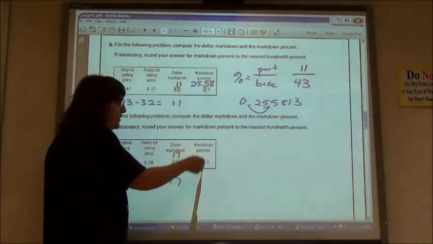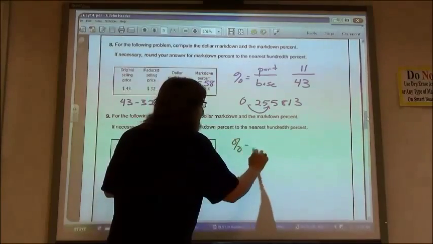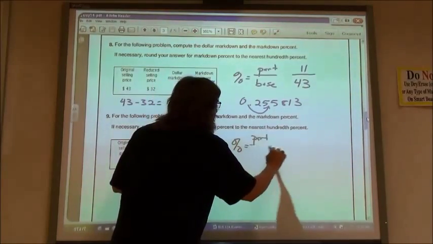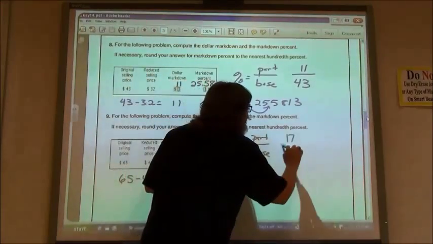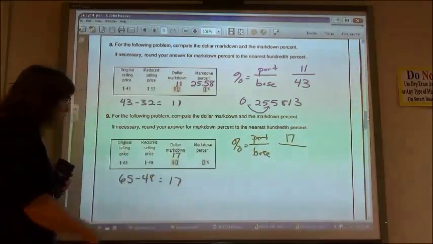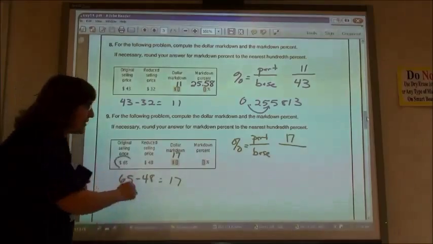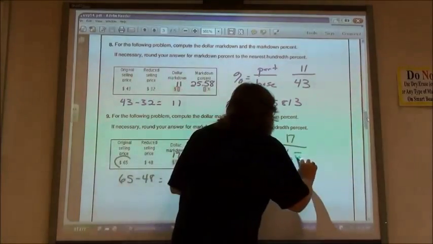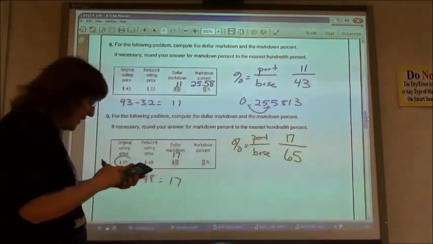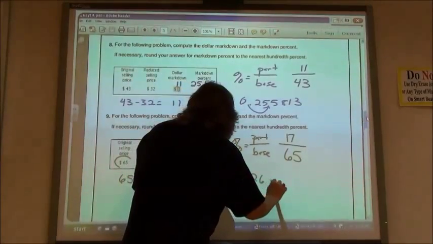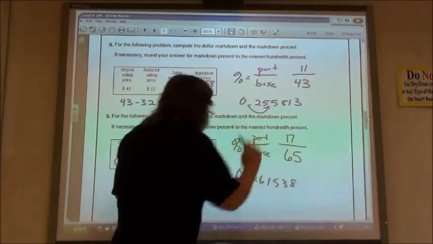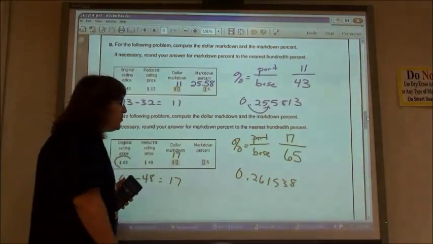I want to find the markdown percent, so to find a percent, we take the part divided by the base. My part that I marked it down by was 17. The base is always the original price that I started at, 65. And so I'm going to take 17 divided by 65. I get 0.261538, carrying it enough places so I can round to the nearest hundredth.